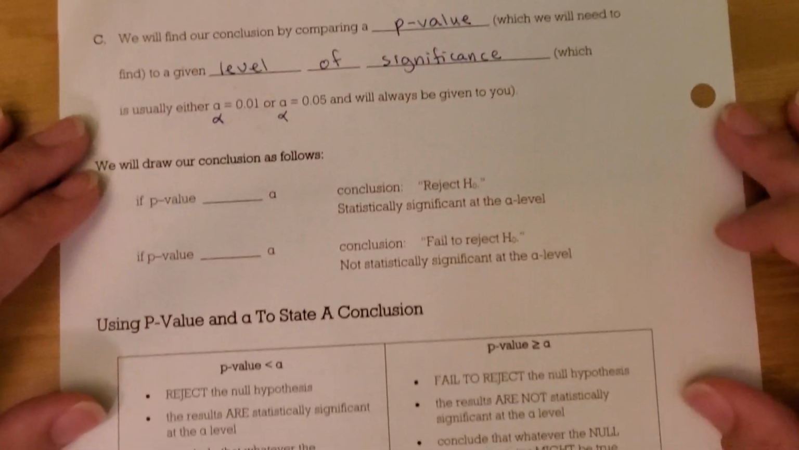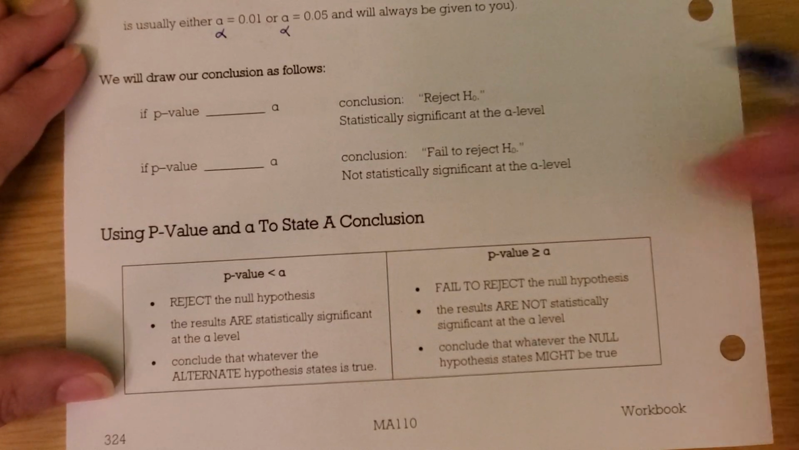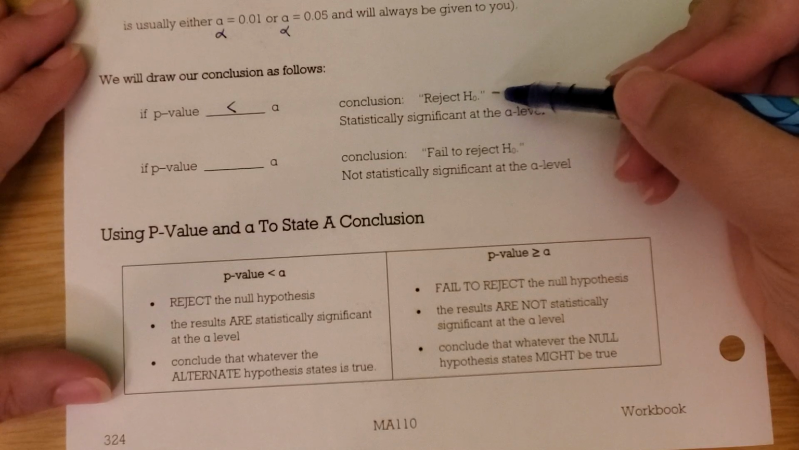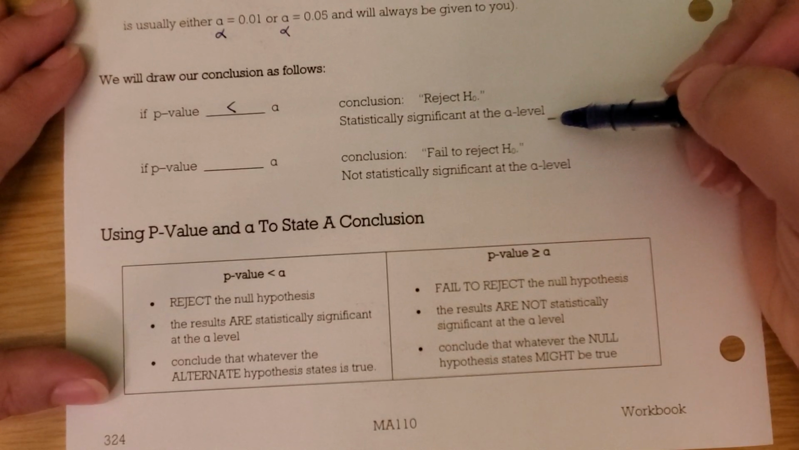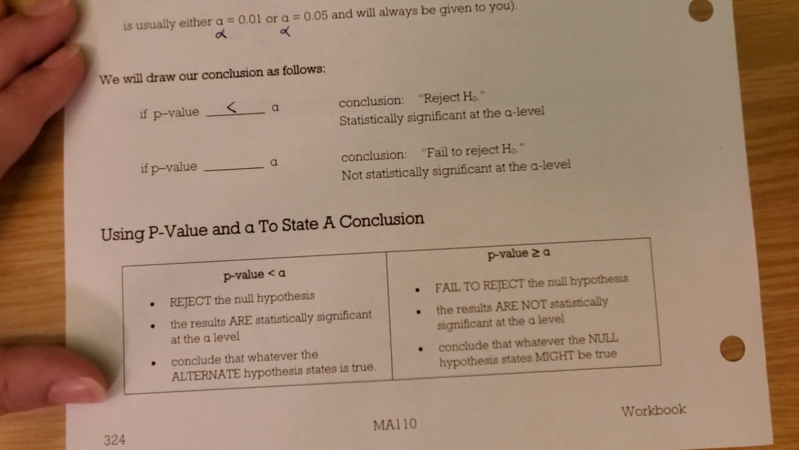So to kind of summarize that conversation and formalize that terminology, if your p-value is less than alpha, your conclusion is to reject the null hypothesis because this is a statistically significant finding at the alpha level. And here you want to think of statistically significant as like bonkers, weird.